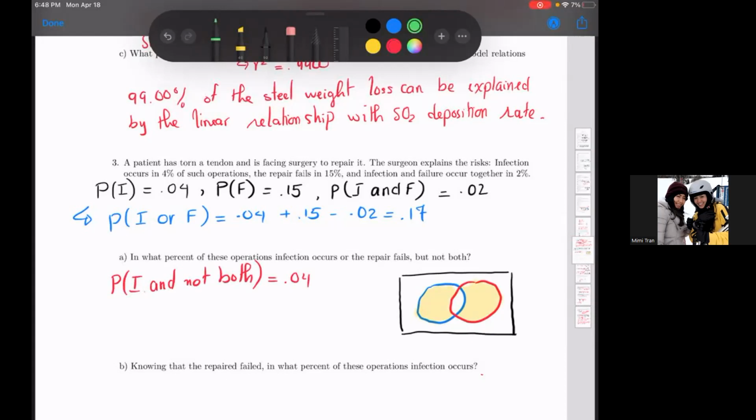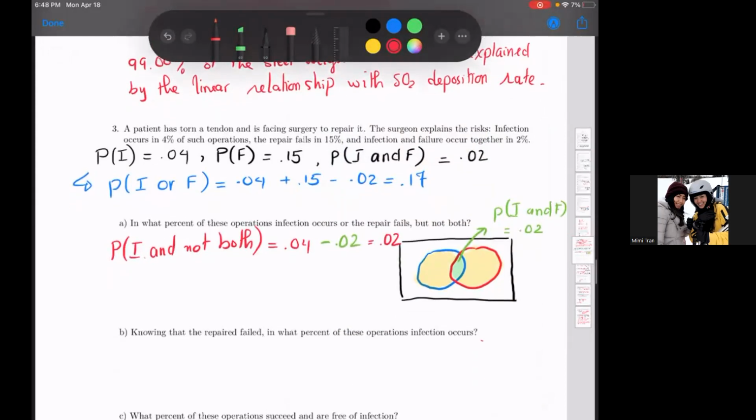Let me highlight in green here. Do you guys know what area this is? Yeah, P of I and F, which is 0.02. All you have to do is minus 0.02, right? Which is you got the little yellow part, right? So equal 0.02, right?